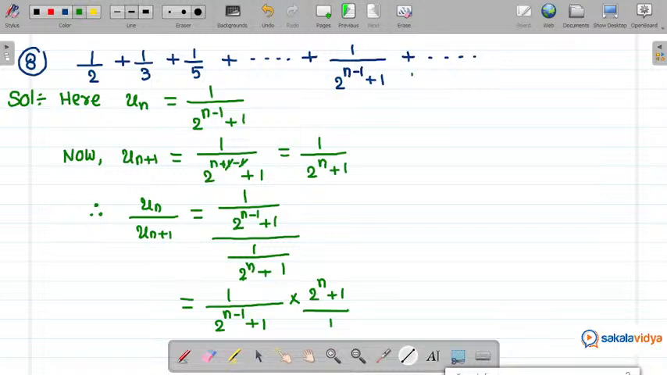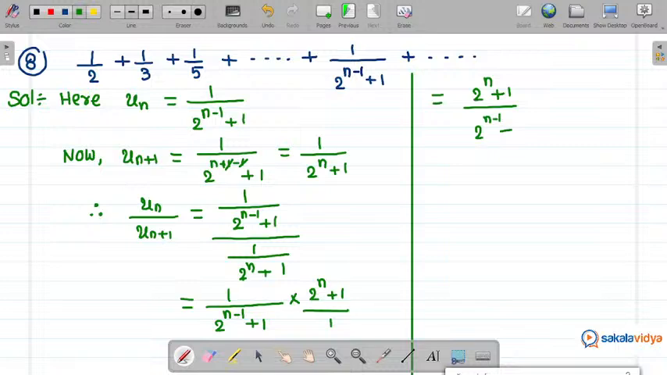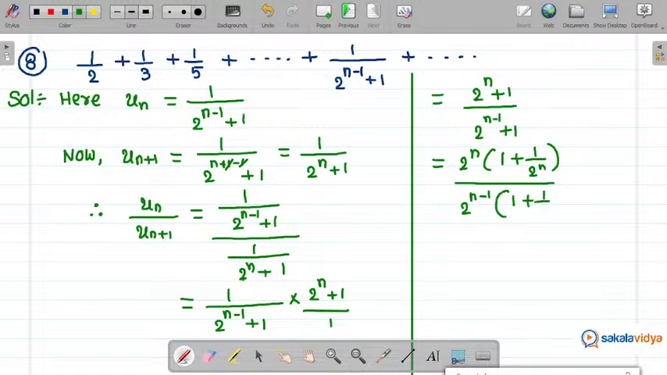And this can be written as 2 to the power of n plus 1 into 1, 2 to the power of n plus 1, 2 to the power of n minus 1 plus 1 into 1, 2 to the power of n minus 1 plus 1. So, in the denominator, let us take out 2 to the power of n minus 1 common. In the numerator, take out 2 to the power of n common, we have 1 plus 1 by 2 to the power of n, divided by, here 2 to the power of n minus 1 common. So, we get 1 plus 1 by 2 to the power of n minus 1. Right, clear?